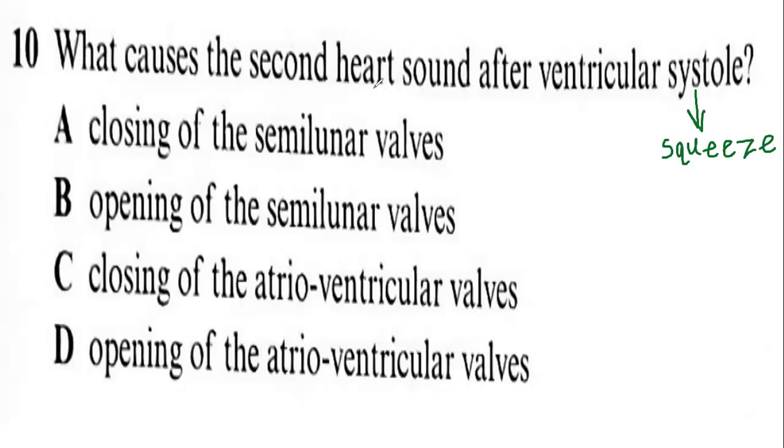Okay, the correct answer is definitely going to be A, closing of the semilunar valves. So we're talking about the second heart sound, not the first one, because the closing of the atrioventricular valves was the first one, right? The closing of the semilunar valves is the second one, right? Okay, so let's move on from that. There's a diagram that comes with this, which is going to make everything clear for you all, and explain it step by step.